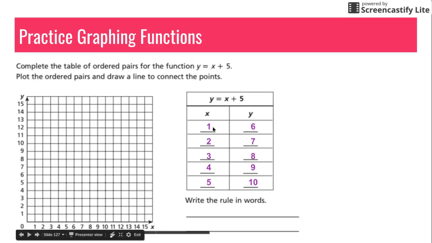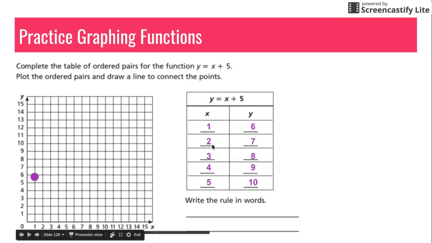So our first ordered pair was (1, 6). So when we come over here to the graph, we're always going to do our x first. Our x-axis is down here, and we're going over to the 1 because that was our value for x. And then our ordered pair was 6 for the y value, so we're going to come up on our y-axis to 6. And right here is where we're going to plunk in that dot.